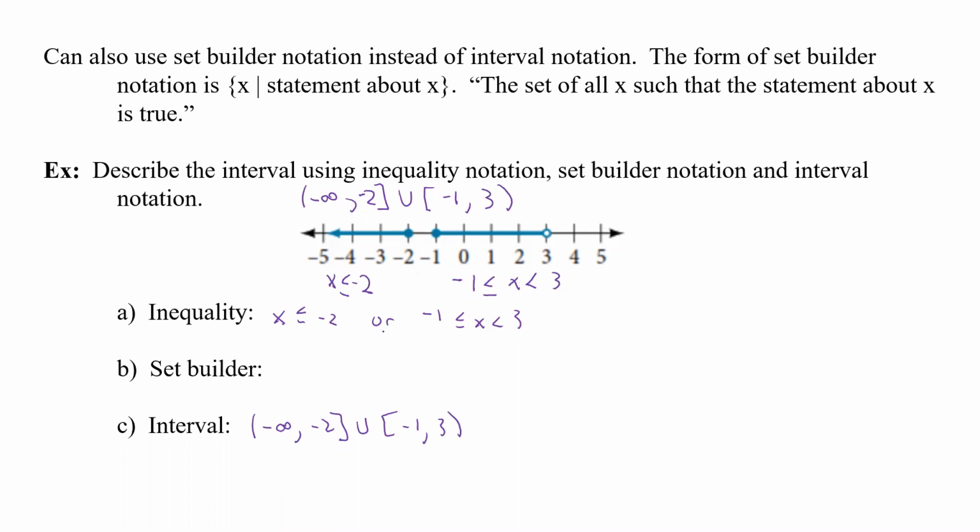Now with set builder notation, all we do is say we've got the set of all x such that, and then we write our inequality part here. So x is less than or equal to -2, or -1 less than or equal to x less than 3, and then end set. Okay, and so that's the 3 different ways we can write what this graphical representation shows, and that would be how we would do this one.